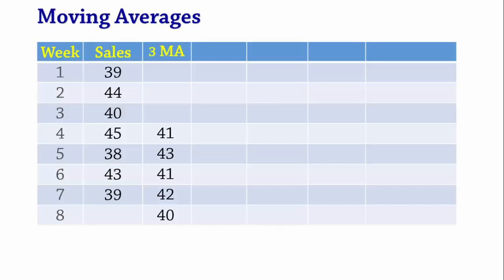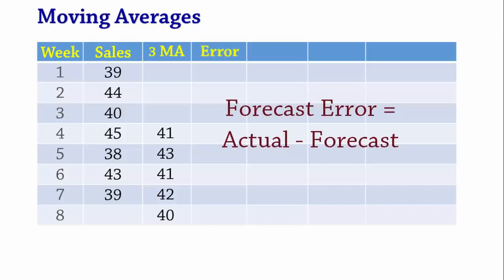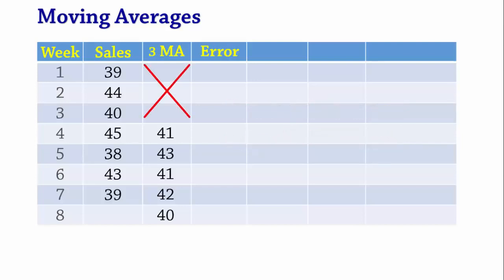Forecast errors are calculated as actual values minus corresponding forecast values. Since weeks 1 to 3 have no forecast values, we begin calculating errors in week 4. Thus, week 4 error is 45 minus 41, which equals 4. Week 5 error is 38 minus 43, which equals negative 5. For week 6, it is 43 minus 41, which equals 2. And for week 7, it is 39 minus 42, which equals negative 3.